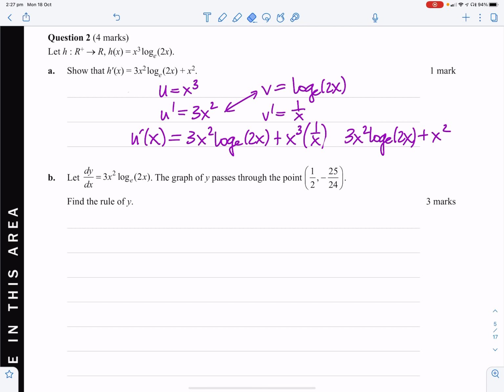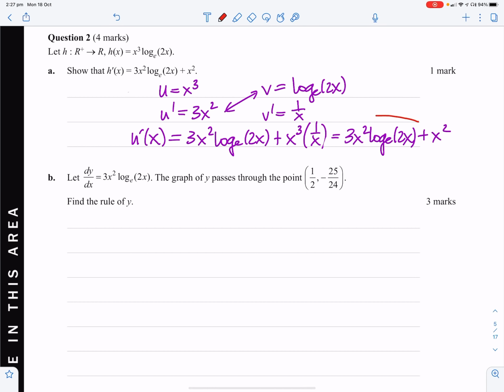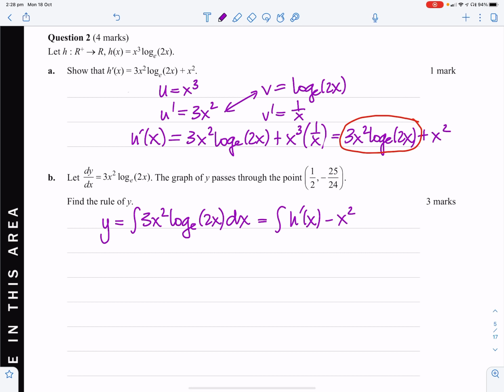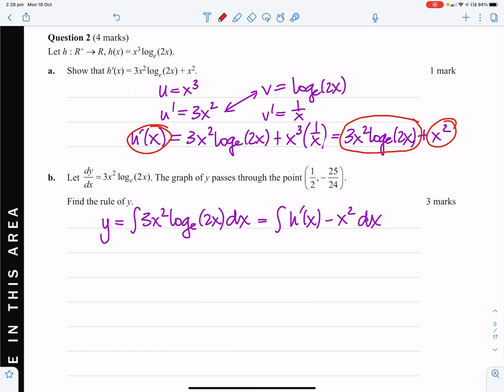Okay, now we want to anti-diff. dy dx is equal to this, which we know is this here. So we can say y is the integral of 3x squared log e 2x dx, but we know that's the same as the integral of h dash x minus x squared dx. Because if I bring this to the other side with the h dash x, I get h dash x minus x squared.